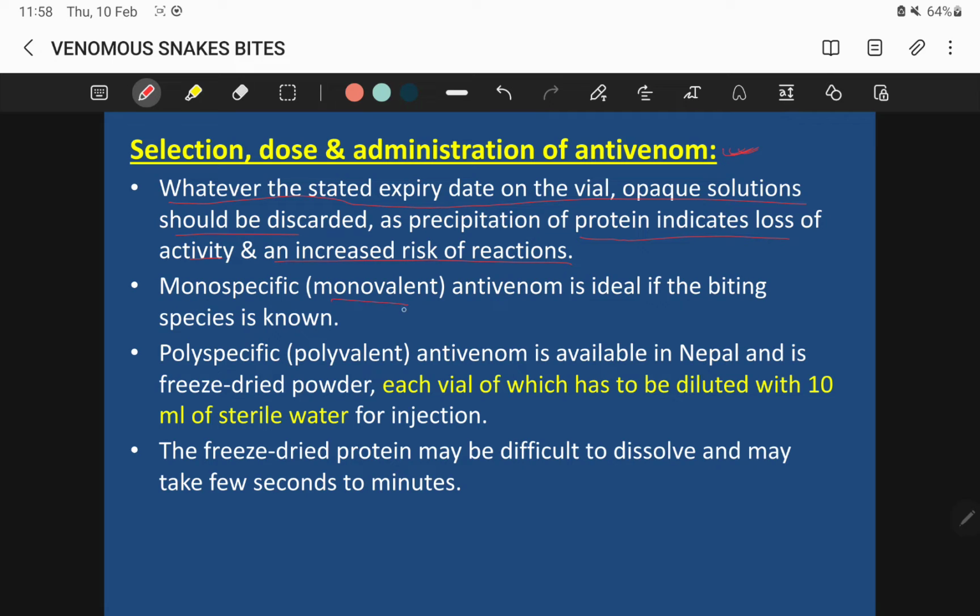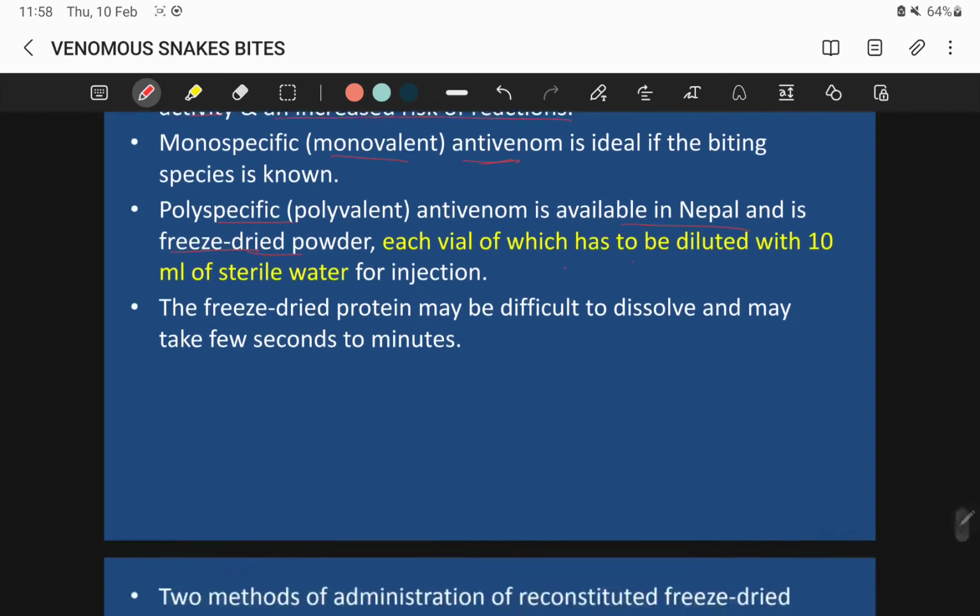Monospecific, that is monovalent, antivenom should be chosen if you know the species that has bitten the patient, and polyvalent if you don't know which species of snake has bitten. Antivenom is available as freeze dried powder, so polyvalent will be in the form of powder. The vial has to be diluted with 10 ml of sterile water for injection, and then it is put in the injection and given intravenously.